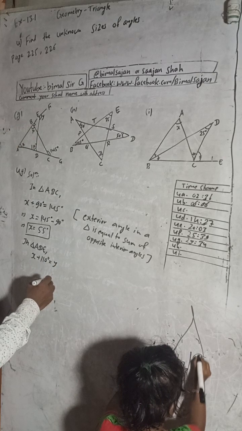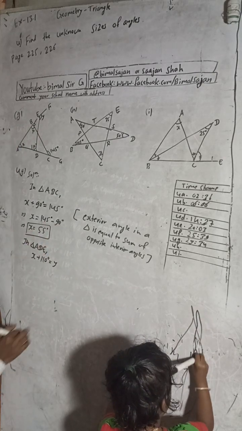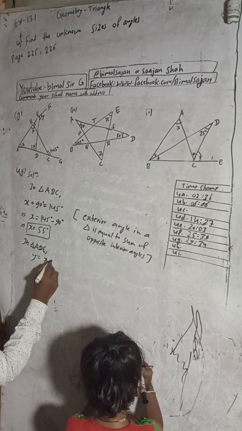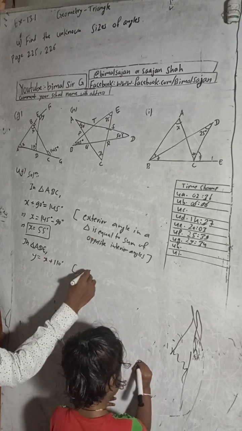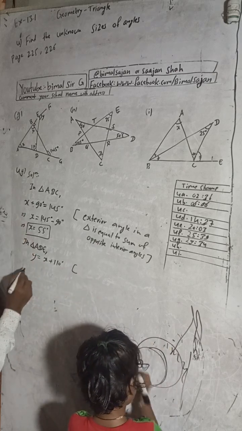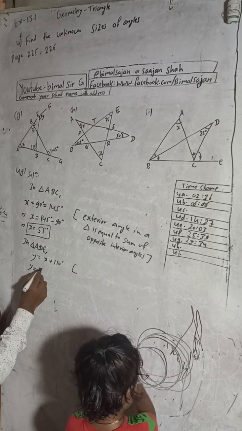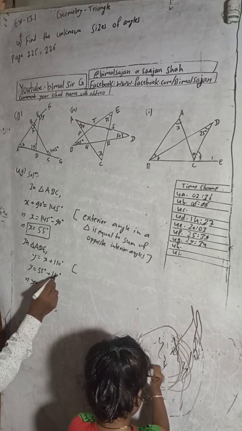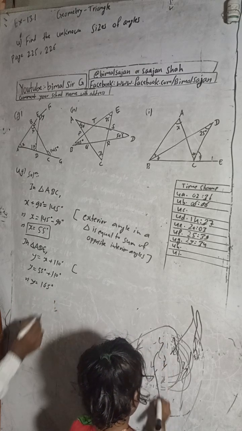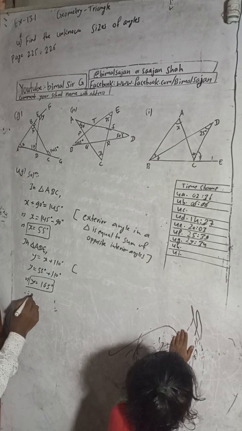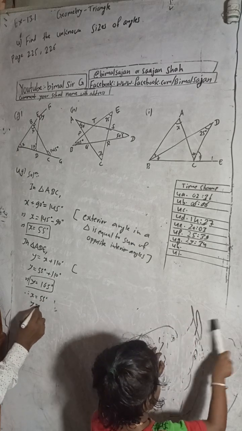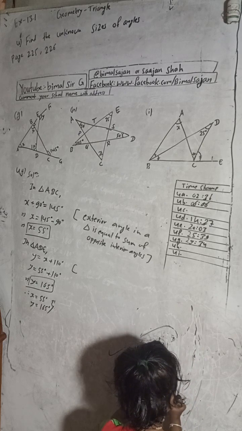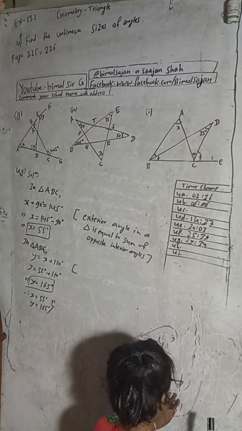What is the y value? We don't know the y value, so we'll write it as the opposite: y is equal to x plus 110 degree, same reason. Now x value is 55 degree, so y is equal to 110 plus 55, which is 165 degree. Therefore, x is equal to 55 degree, y is equal to 165 degree. So this is the solution of question number 4G, and the timestamp is 29 minute 34 second.